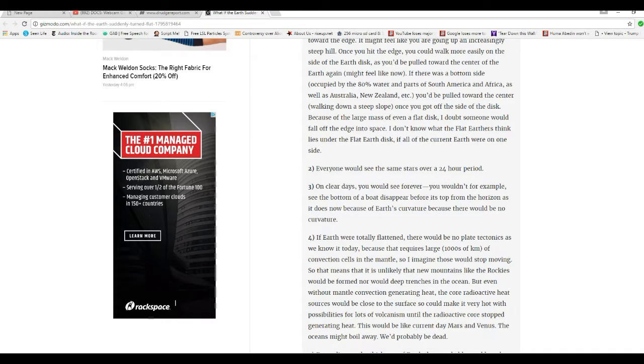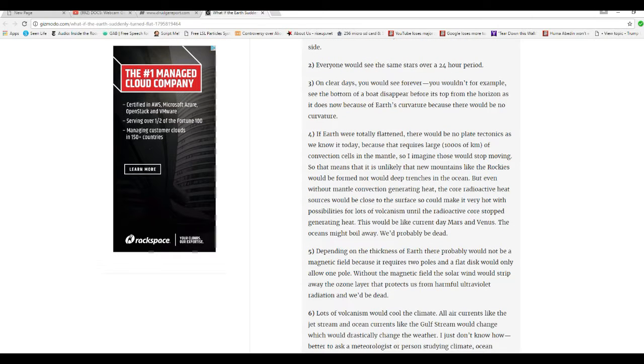Number two, everyone would see the same stars over a 24-hour period, which they don't. Number three, on clear days, you would see forever. You wouldn't, for example, see the bottom of a boat disappear before the top as it sails from the horizon as it does now, because there's curvature. Because there would be no curvature.